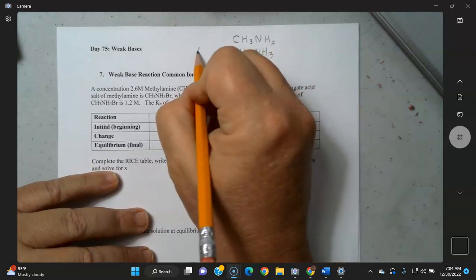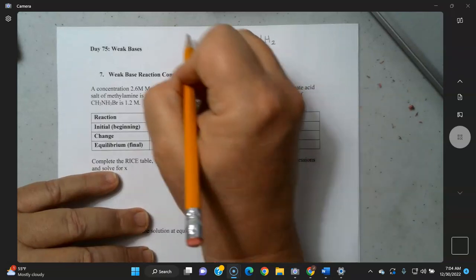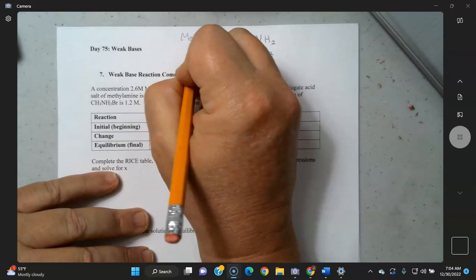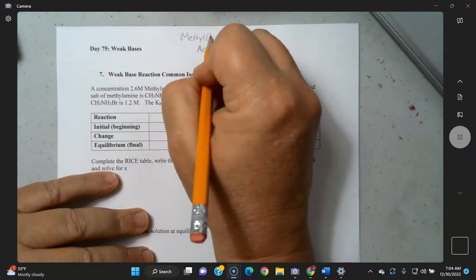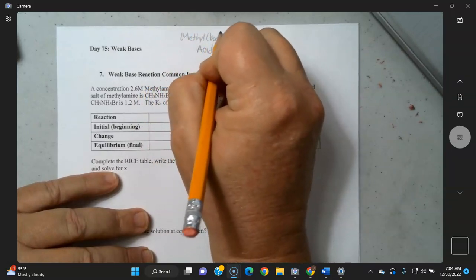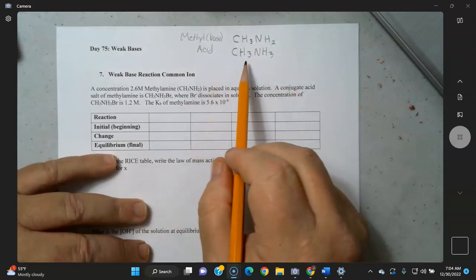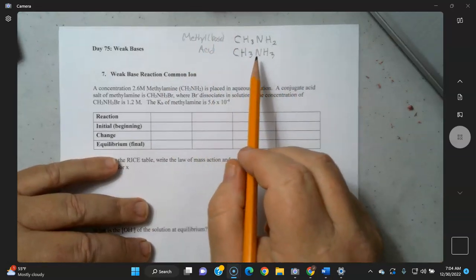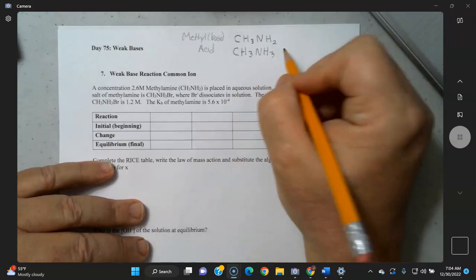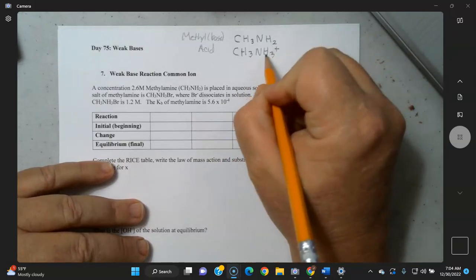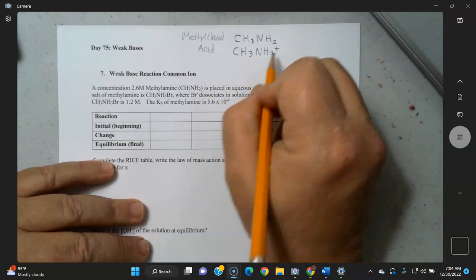One proton more. So this is the acid, and this is methylamine, and that's a base. Now what you want to do is find a salt of the acid. By the way, this should have a plus sign. You added a proton to this, so this acid is a plus.